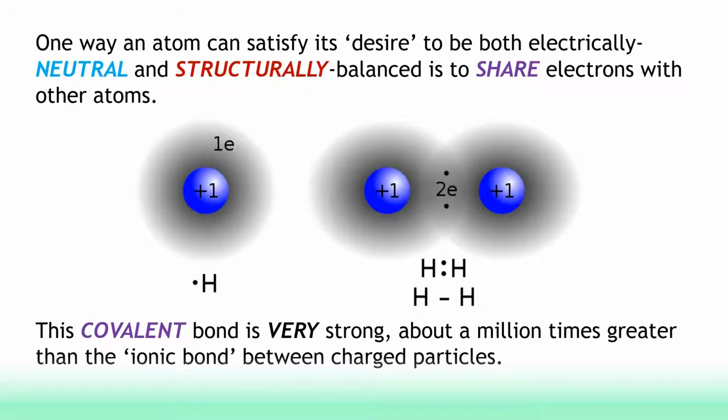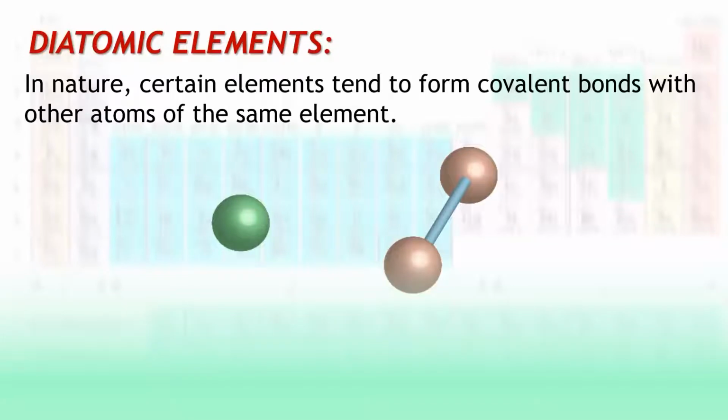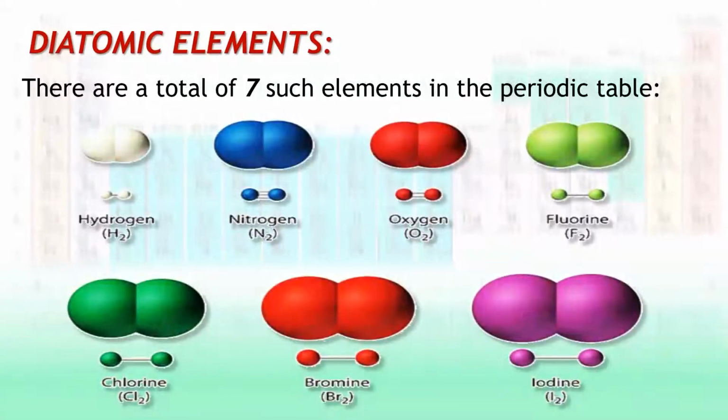This sharing bond is 1,000,000 times greater than the ionic bond between charged particles. And it's the bond that makes really large molecules and complex structures possible. Now, as mentioned, hydrogen tends to partner with other hydrogens to form a diatomic molecule. And you need to know that in nature there are certain elements that tend to form covalent bonds with other atoms of the same element.